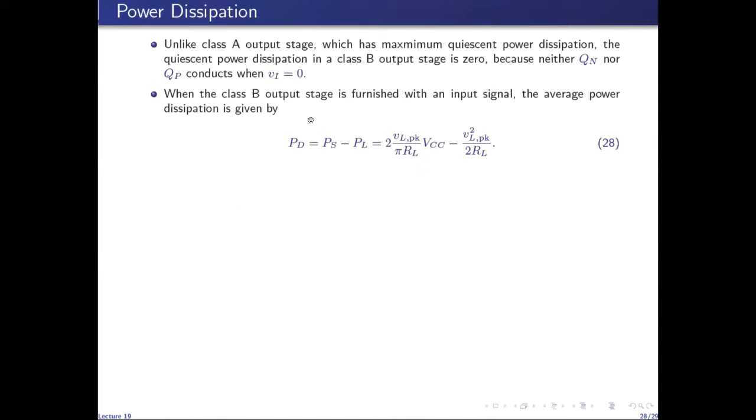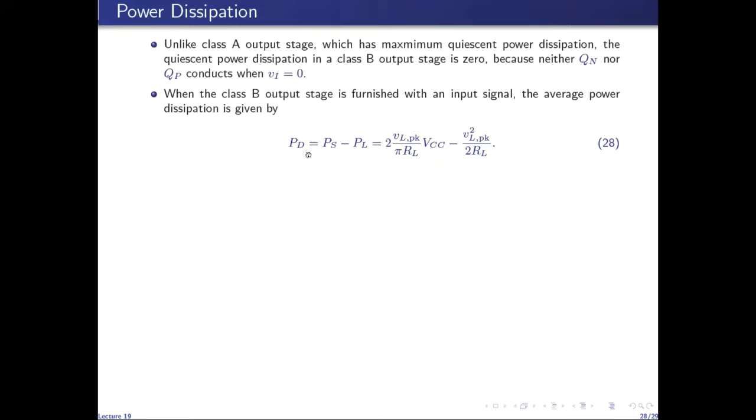We can find when the two transistors are conducting in their respective half cycles, and we can find the average power dissipated in the class B output stage by subtracting the total power drawn from the two sources. So from this total average power drawn from the two sources, if we subtract the average power delivered to the load, we'll get the average power dissipation during the whole cycle of the input signal in the class B output stage.